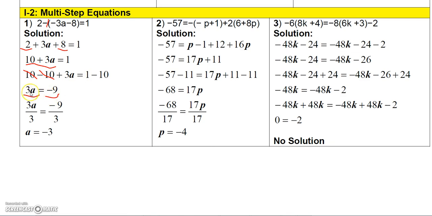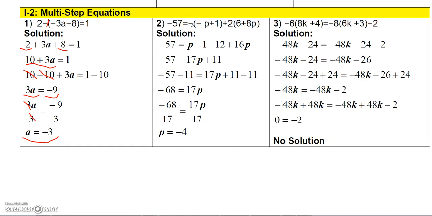And then to solve this for a, just divide both sides by 3, because if I divide 3a by 3, then the 3 over 3 is 1. And so that's just going to give me 1 times a, which is a. And then here, negative 9 divided by 3 is negative 3. So my final answer for this equation is negative 3. Now the next two are a little more complicated, but basically we're doing the same thing.